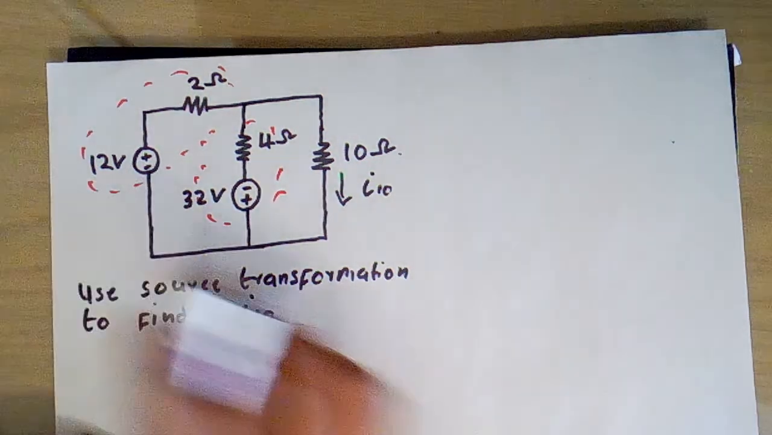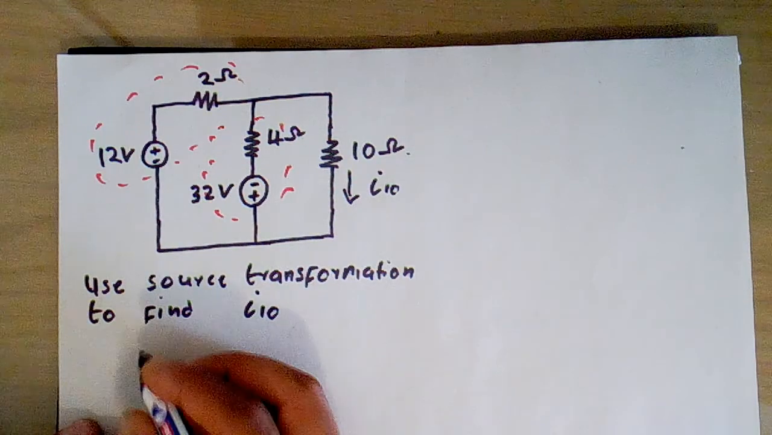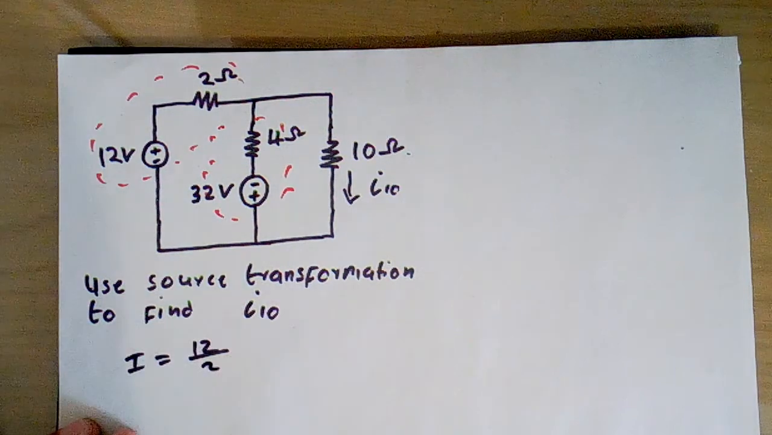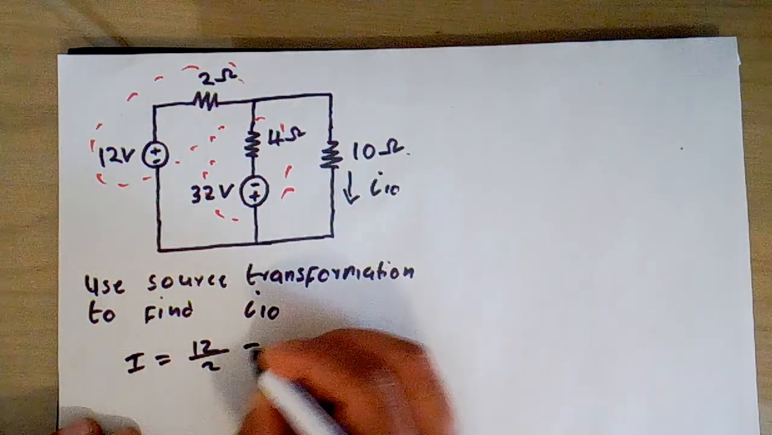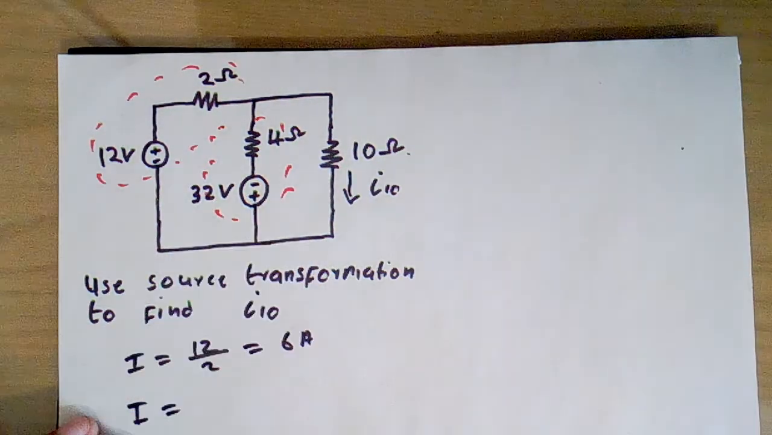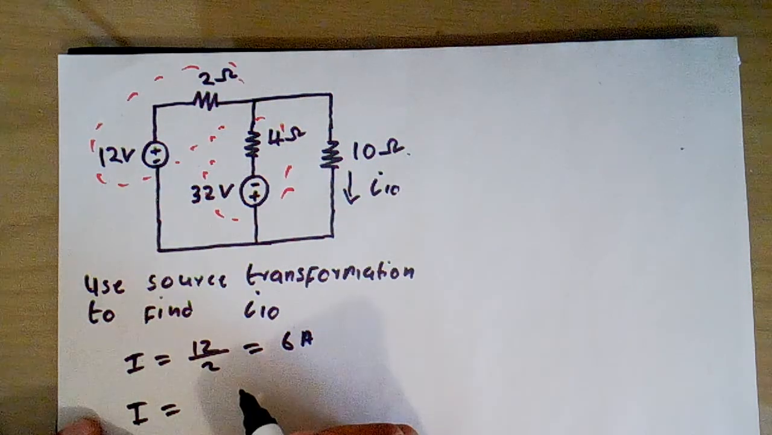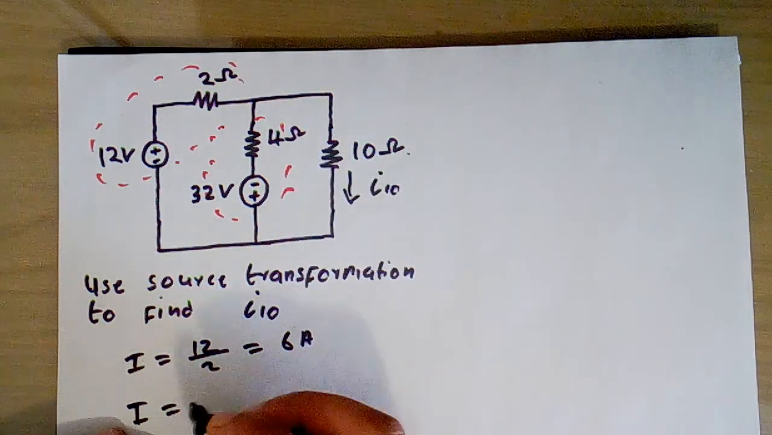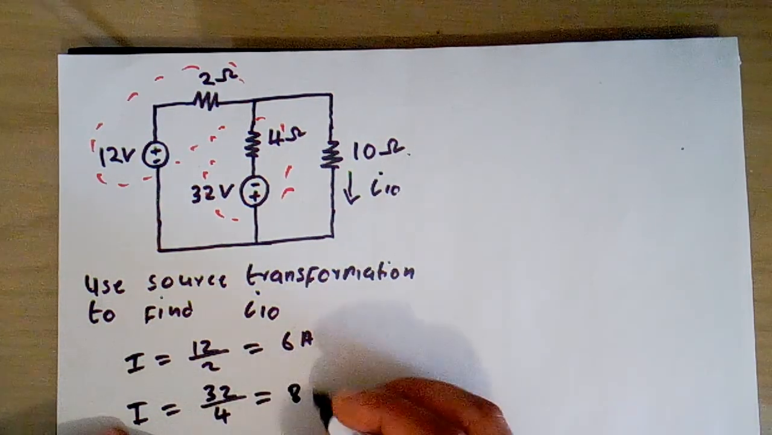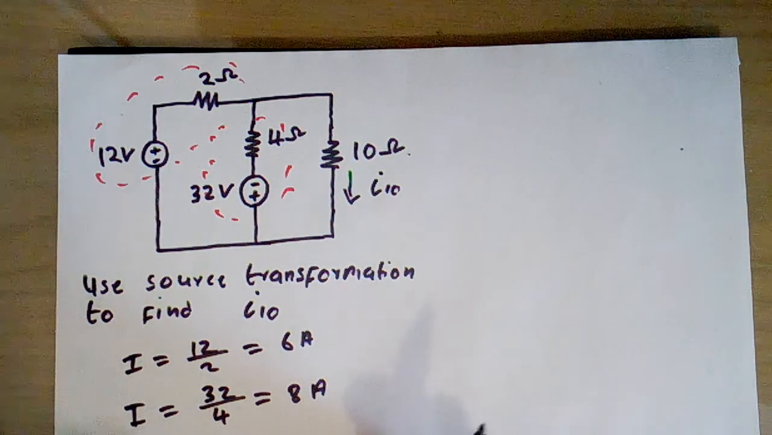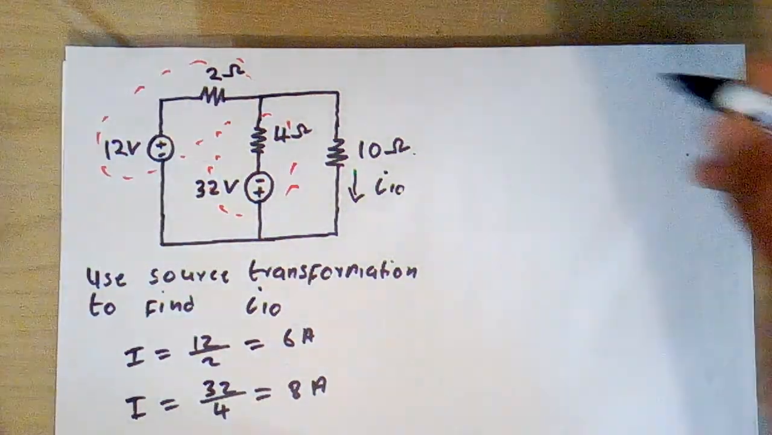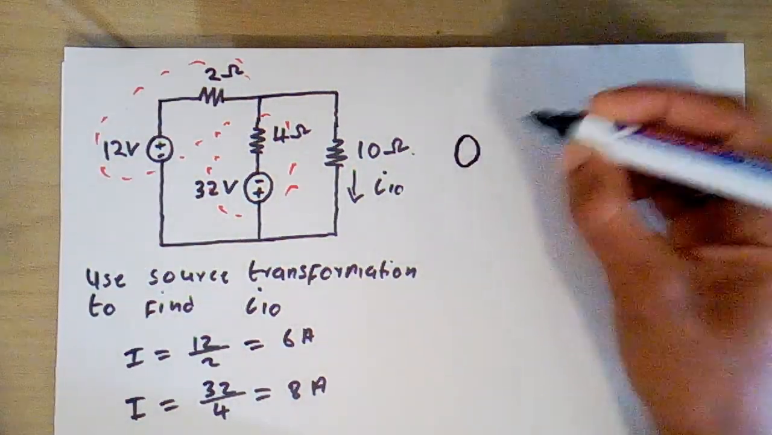So here, let's transform this voltage source into a current source. You can see I equals 12 over 2, these two resistors, which is 6 ampere. And when we transform the 2 volt source to a current source using this 4 ohm resistor, you get 8 ampere. Now that we have our new sources, we can draw our new circuit. So this will be our new circuit.